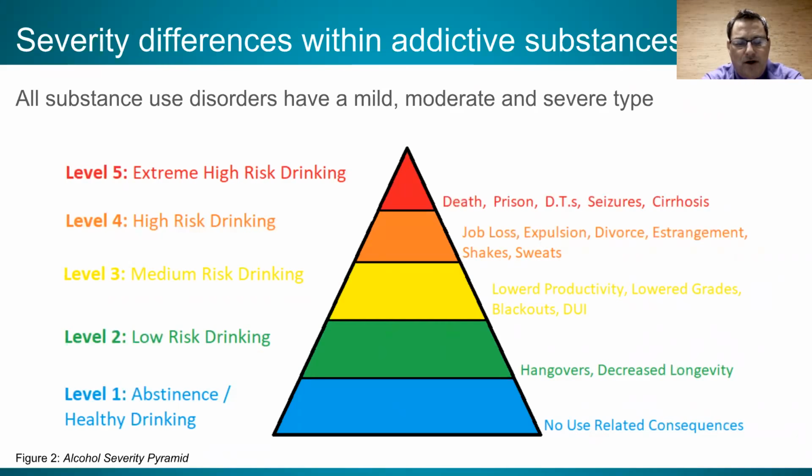drinking, with no consequences, to lower risk drinking and medium and on up, and you've got the consequences on the other side that frequently accompany those pyramids. And sometimes their disorder will not necessarily always go in order. They'll have some difficulties on the right at a lower stage, but in general, this is kind of what happens. And again, a lot of folks, it's very progressive.